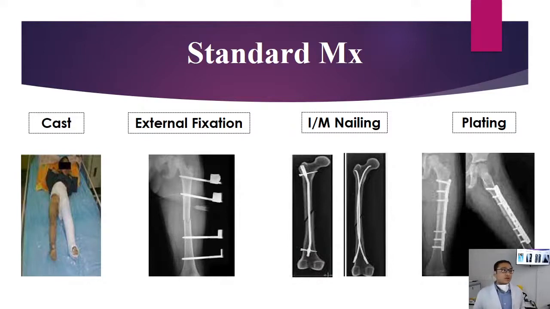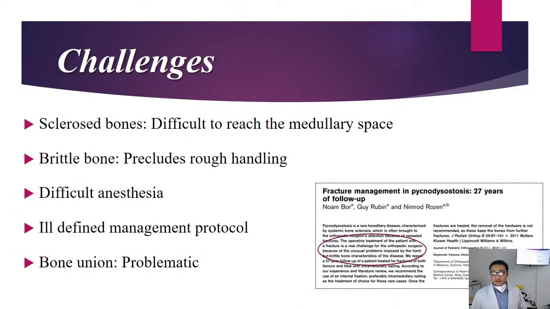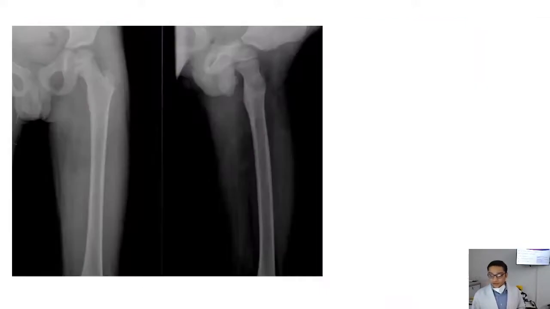External fixation has got its own problems of pin tract infections and fractures at the pin site. Intramedullary nailing by far is considered as the best treatment modality currently in the literature. But the challenges in this patient were sclerosed bones, which made it difficult to reach the medullary space. Hence, an intramedullary nail could not be placed. The bones were brittle, hence the handling could not be rough. The anesthesia was also difficult, and there is no defined protocol for management of such patients. And also, the bony union is problematic in such cases.